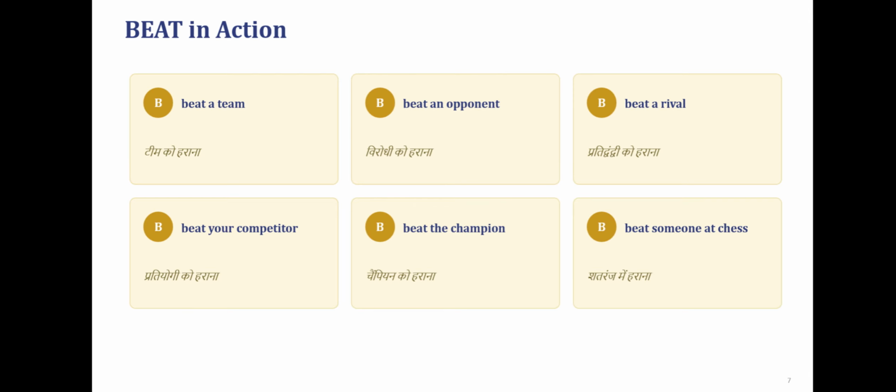Let's practice 6 more examples with beat. You beat a team. You beat an opponent. You beat a rival. You beat your competitor. You beat the champion. And you can even beat someone at chess. See the pattern? After beat, it's always a person or a team, someone standing right in front of you, someone you are competing against directly.